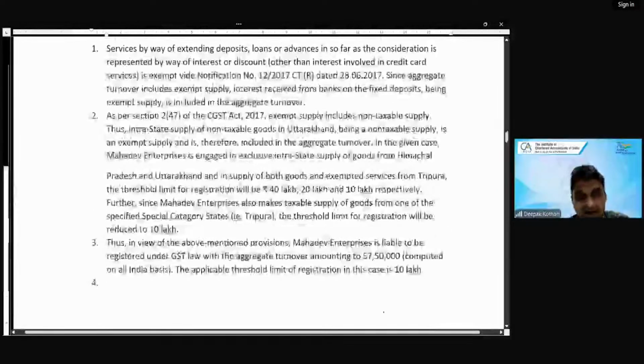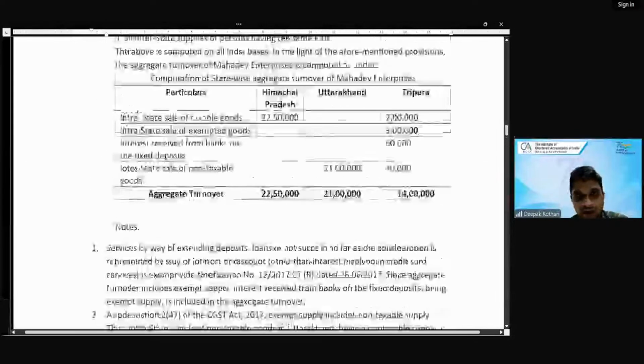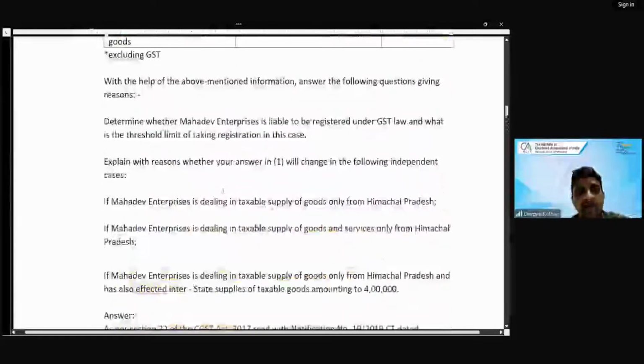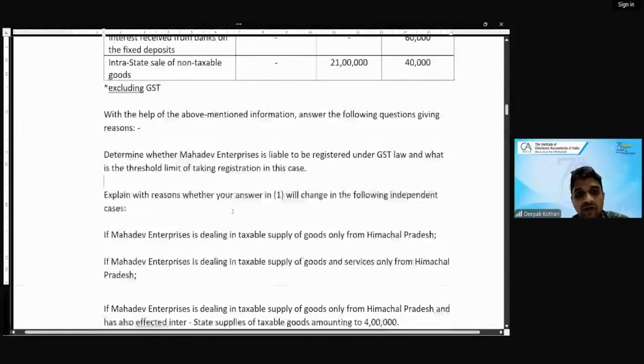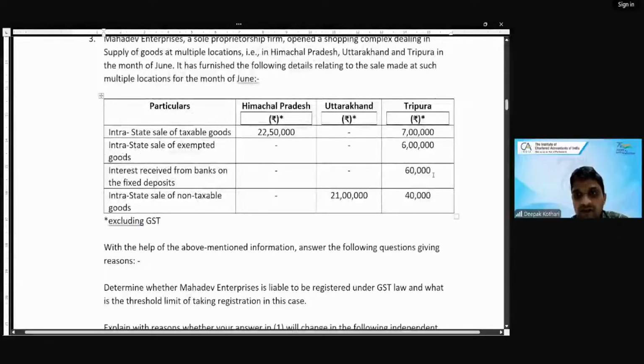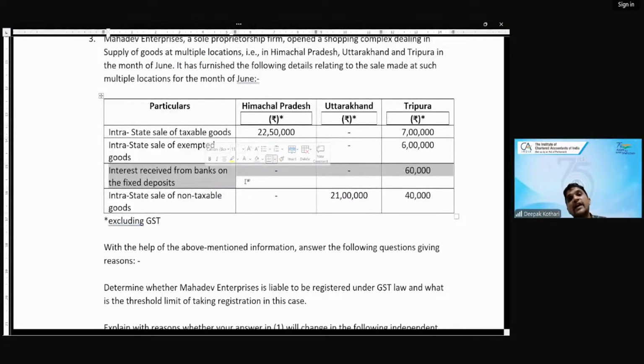Very relevant question, because even if I explain such a long answer, what is the use if you don't write it, right? Because you don't have to write additional pointers. Next, once we understood the turnover, one thing I could get from this one pointer, which was a good learning, is that interest received from banks on fixed deposits we generally do not include, but we should include it in the aggregate turnover since it is exempt.